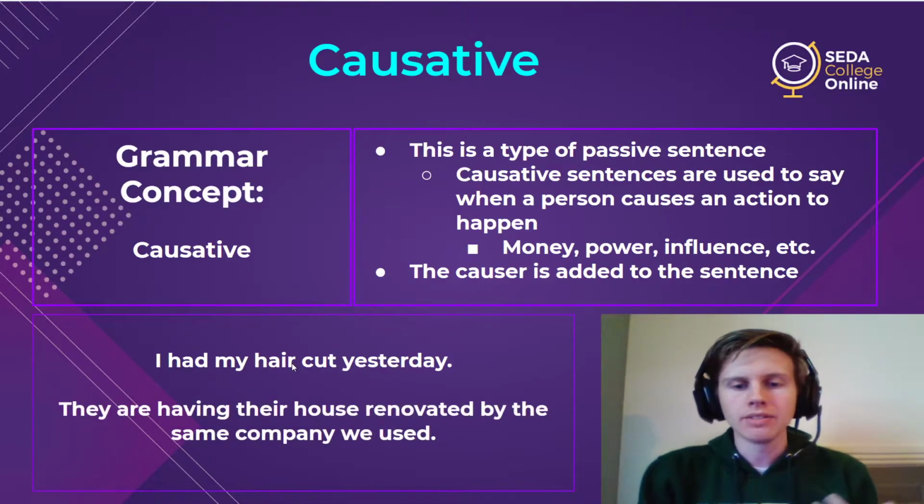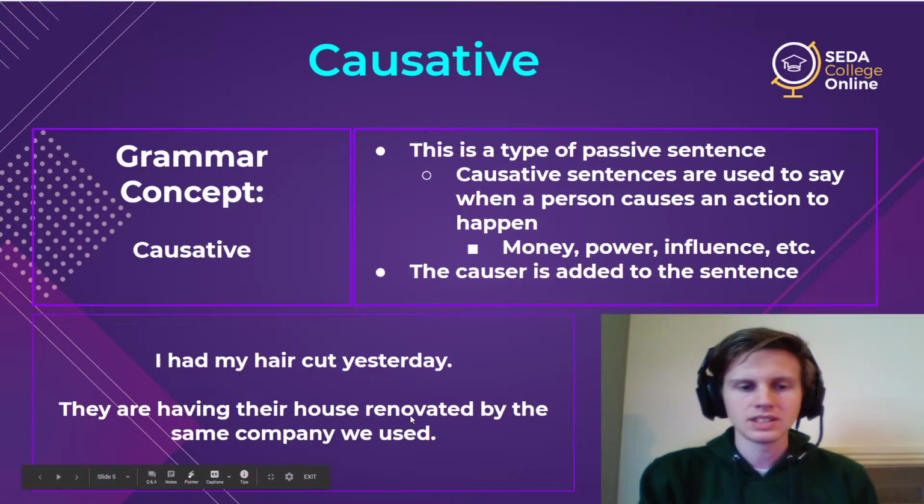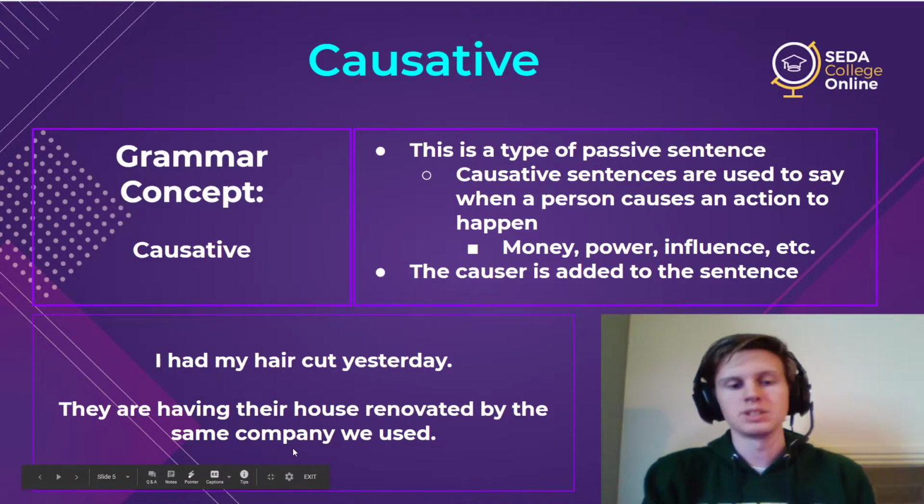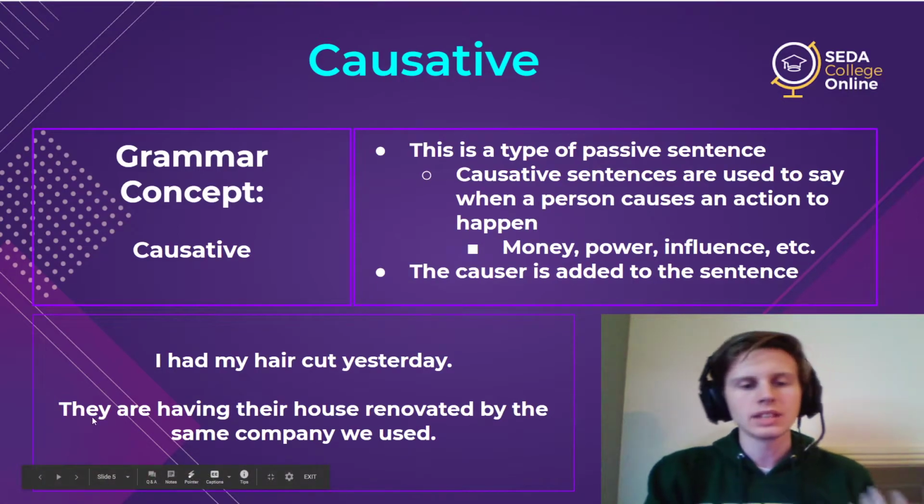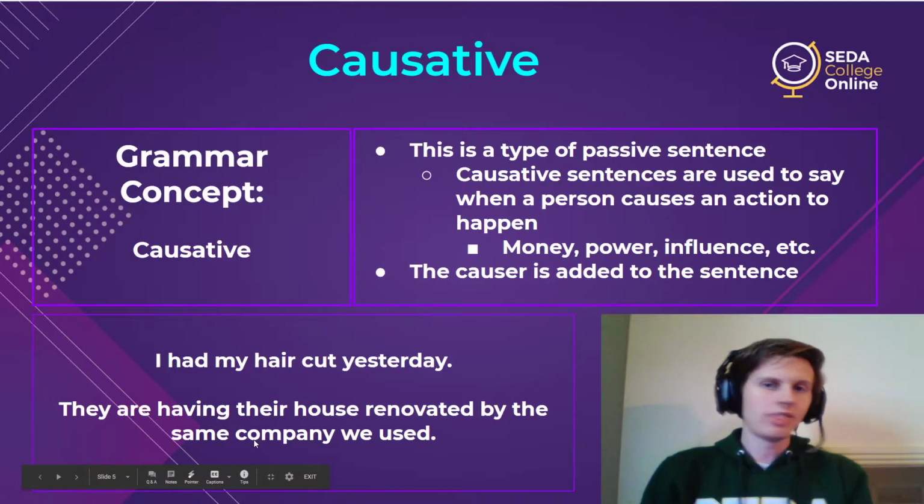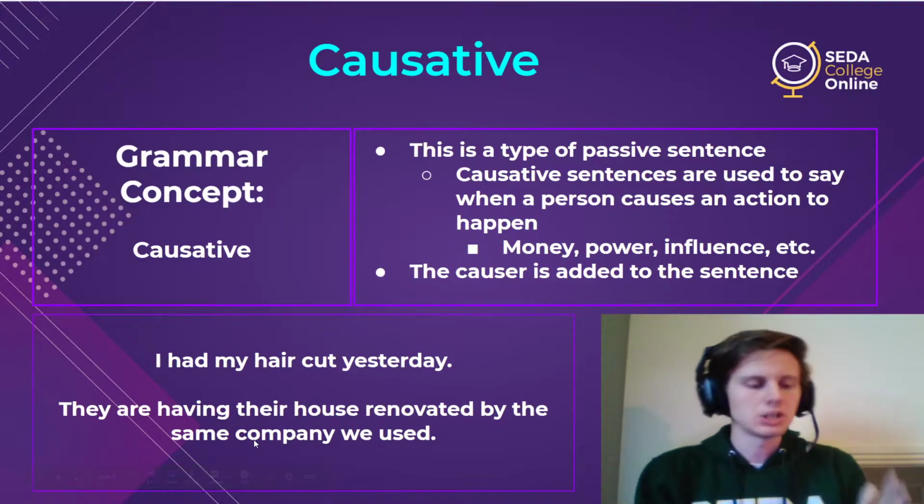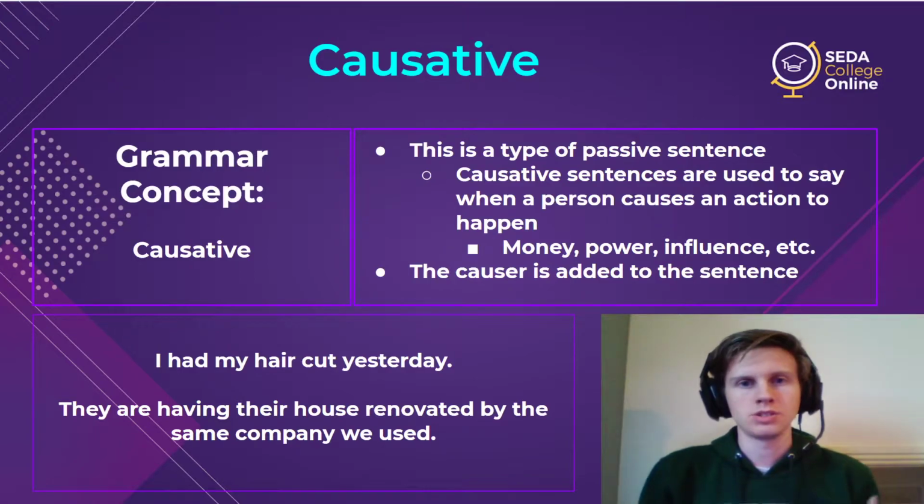Or they are having their house renovated by the same company we used. So here it's the same idea about money. So they are renovating their house, they're fixing their house, and they're using a company. It happens to be the same company that we used, but they're using a company. So they're using their money to have their house renovated by some company, by the same company. And so in this example, they are not fixing their house, they're giving money to a contractor to do it for them. And so this is what the causative is here to express.